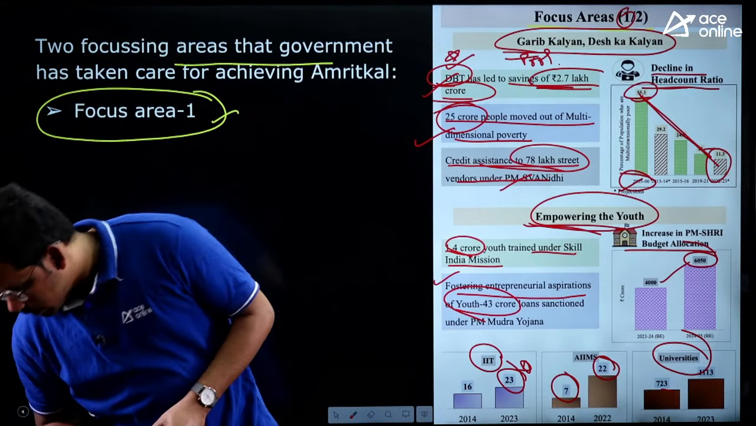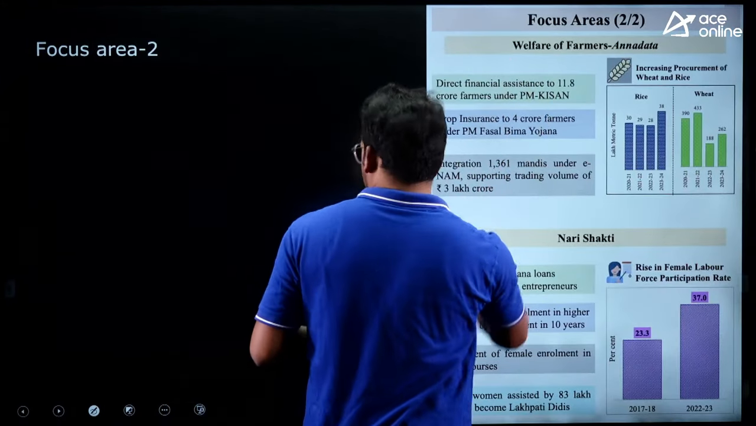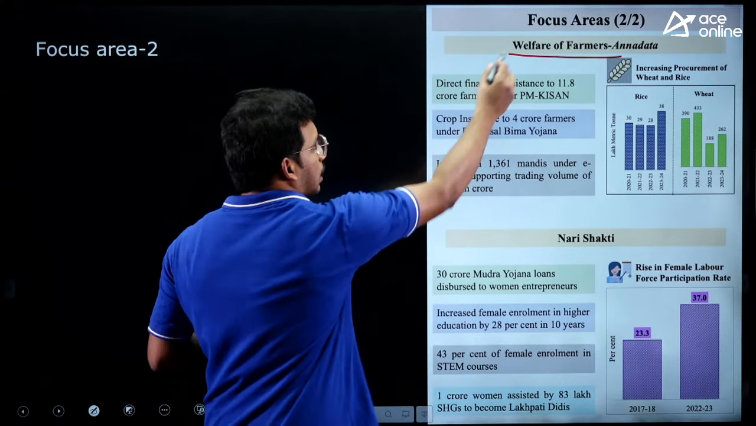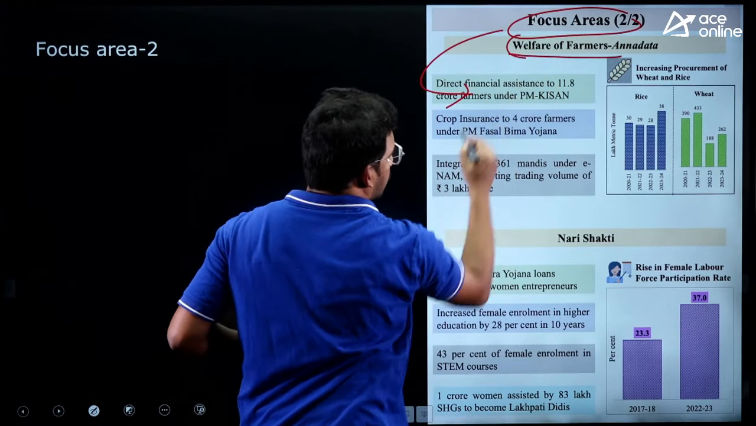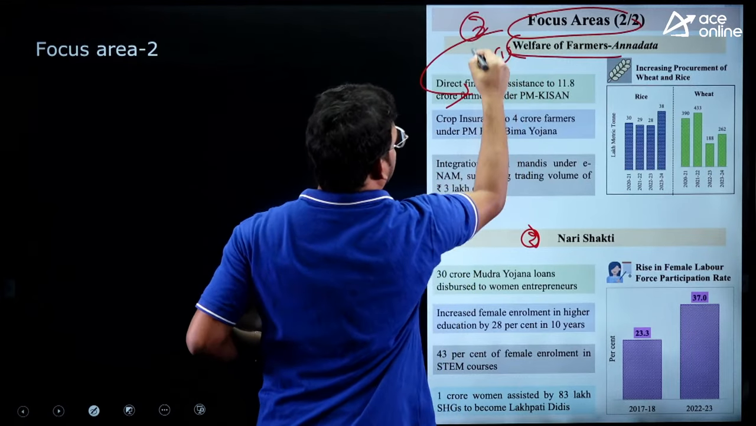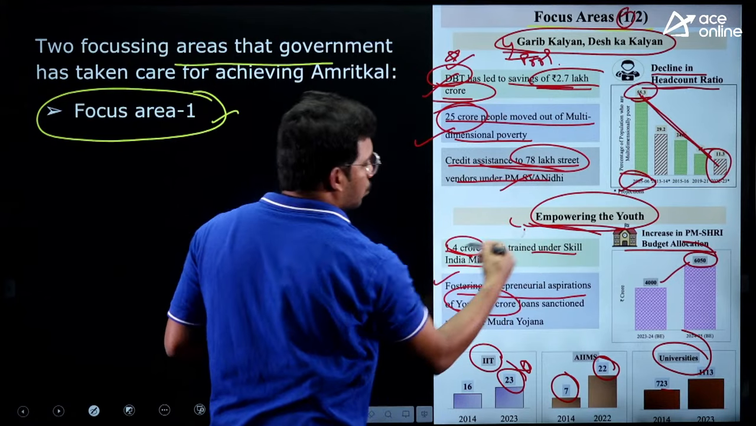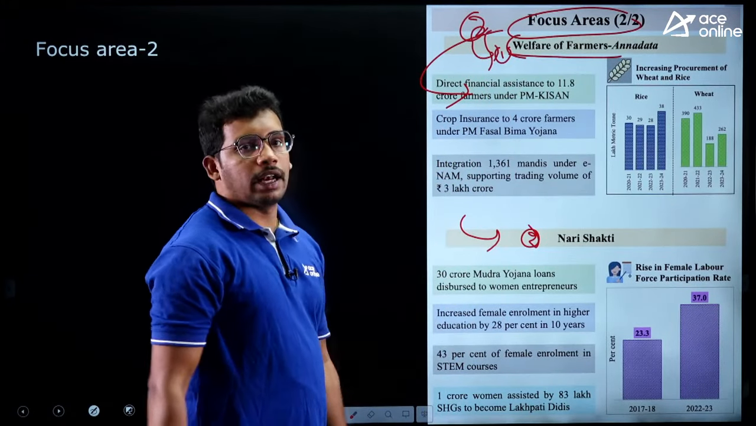Any doubt in this? Next focus area is the welfare of farmers. So there are again two sub. This is the second focused area. So this is one, this is one and this is two. So within the second focused area, there are again two provisions. Here we have discussed about the poor as well as youth. Here we are going to discuss about the farmers and the Nari Shakti.